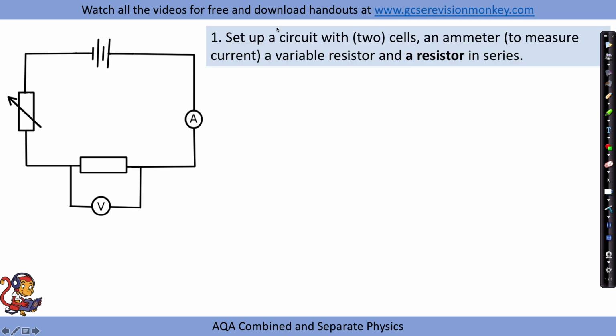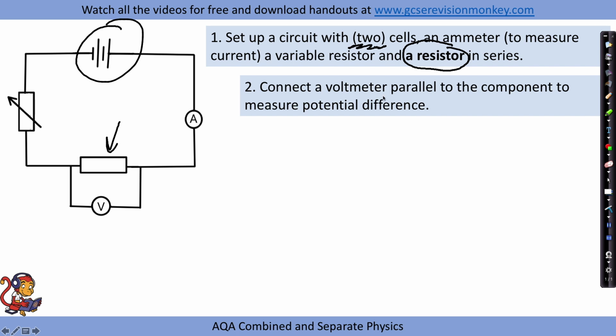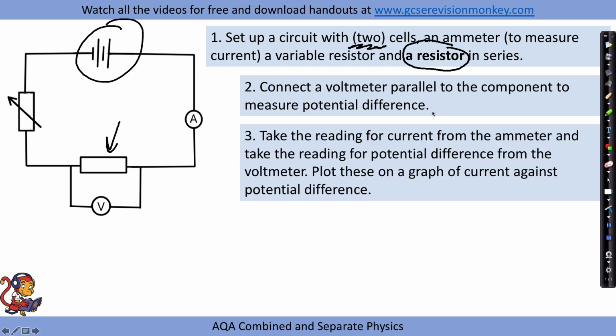To get there, what we need to do is set up the circuit. I've just suggested 2 cells. You might just put a battery in there, or just 1 cell, it doesn't really matter. An ammeter to measure current and a variable resistor. And we're going to start off with a resistor in series. That's just the component that we're looking at. We then connect a voltmeter parallel to the component to measure potential difference.